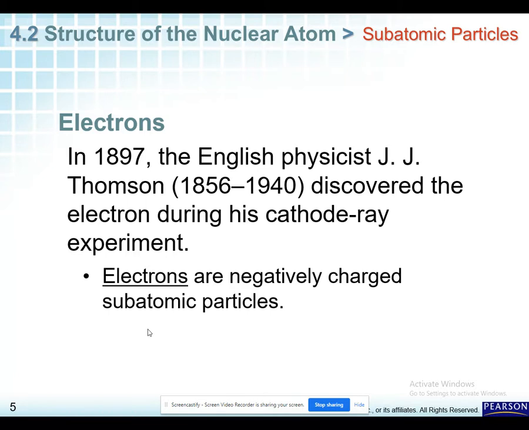So in 1897, an English physicist named J.J. Thomson discovered an electron during his cathode ray experiment. And if we don't know what an electron is, we have defined it down below. It is a negatively charged subatomic particle, so negatively charged.